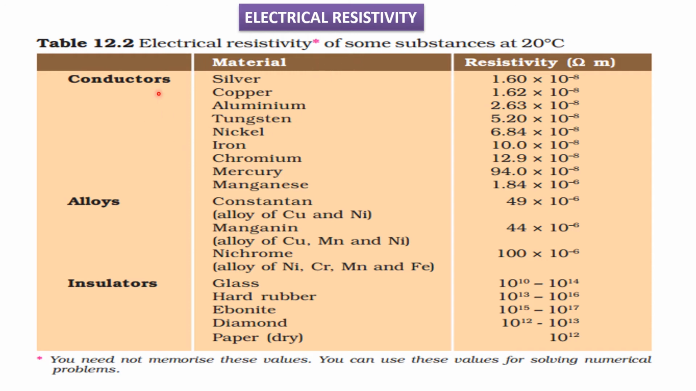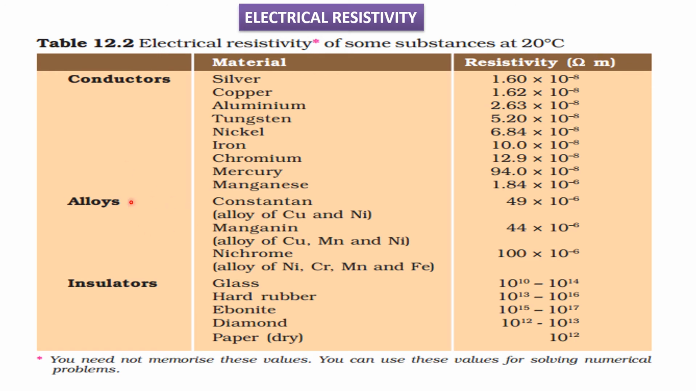See here, conductors: silver, copper. Among these, silver is the best conductor, which has the least resistivity. The next is copper, then aluminum. You can see here the resistivity is nothing but rho, and the unit of rho is ohm meter. The table is given. Just remember one or two here. For silver, you should remember 1.6 into 10 to the power of minus 8 ohm meter.